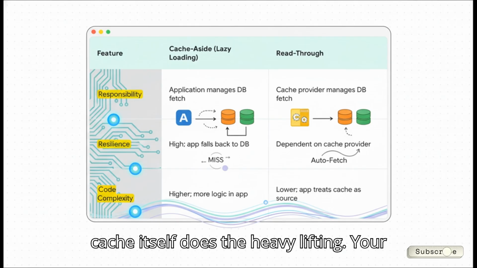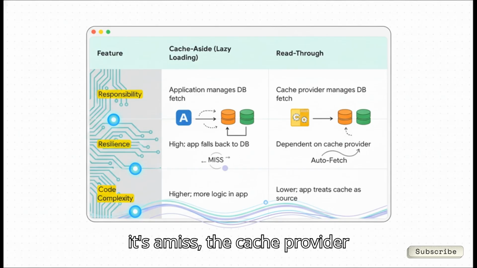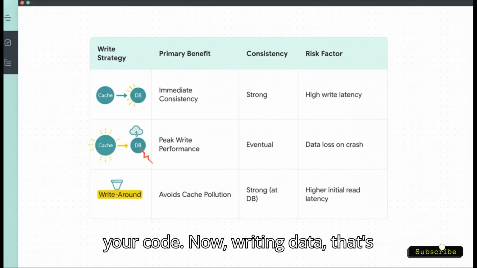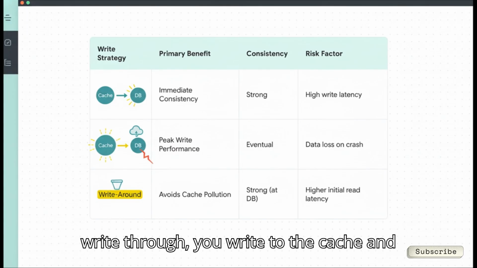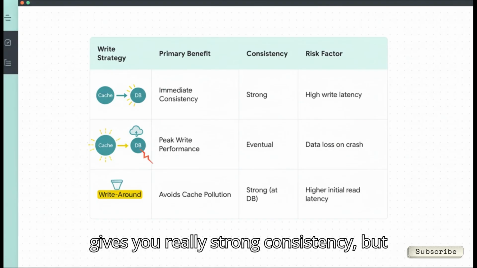Here, the cache itself does the heavy lifting. Your app just asks the cache for data, and if it's a miss, the cache provider automatically fetches it from the database for you. It really cleans up your code. Now, writing data, that's where it gets even more interesting. With write-through, you write to the cache and the database at the exact same time. It gives you really strong consistency, but it's a bit slower.